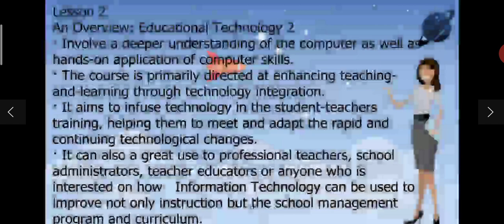Educational Technology 2 involves a deeper understanding of the computer as well as hands-on application of computer skills. The course is primarily directed at enhancing teaching and learning through technology integration. Its aim is to infuse technology in student-teacher training, helping them adapt to rapid and continuing technological changes.